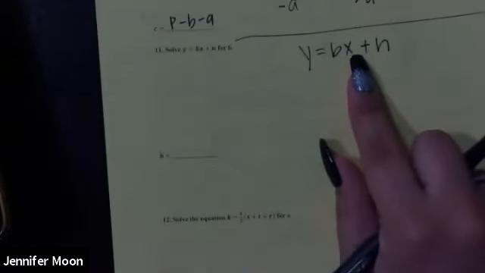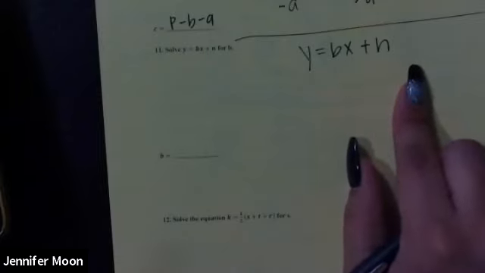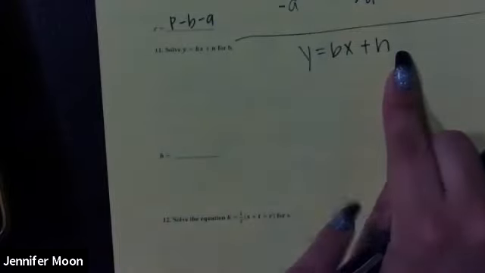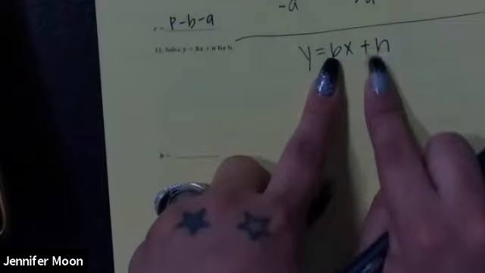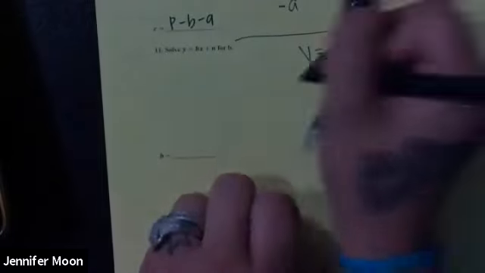Solve y equals bx plus n for b. Y equals bx plus n. I'm solving it for b. So you would look at this the same way you would look at like 5x plus 2. What would I do? I'd move that 2, right? I'd move the one over here. Same thing. Bx plus n. I'm solving for this. This is easier to move first. Let me move that. Minus n, minus n.